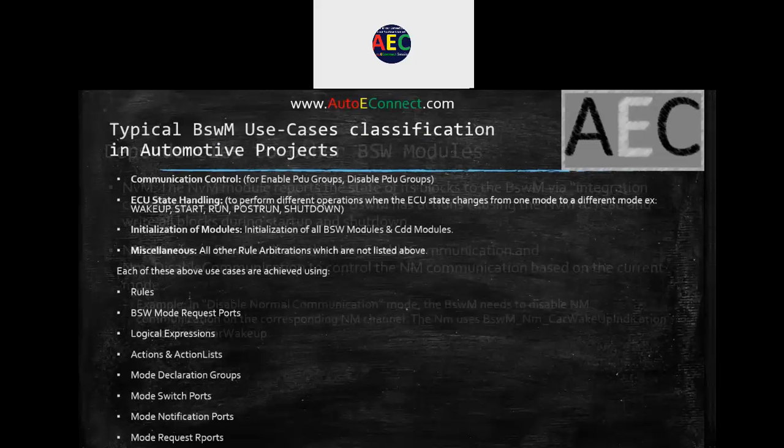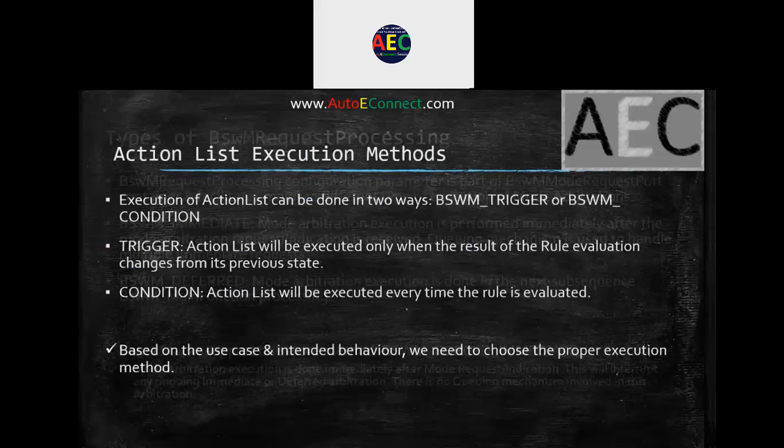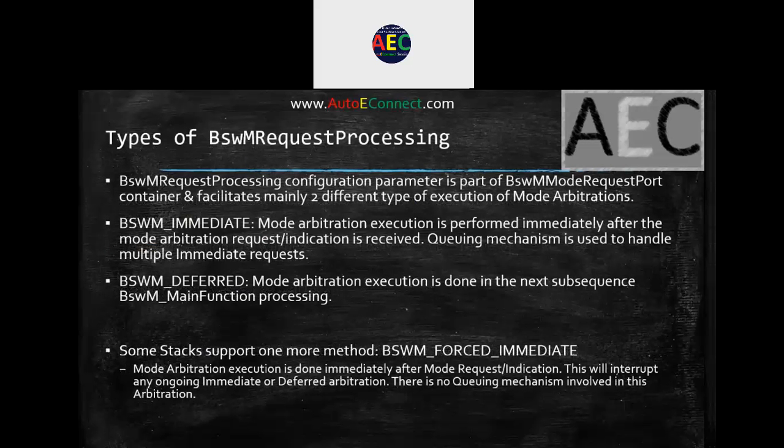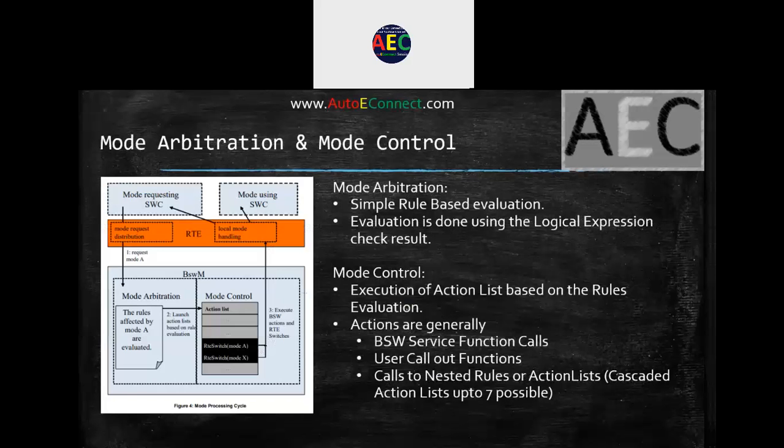So I think I have covered almost all of the things. I think this should give you a complete understanding. We have covered how it will generally be executing. Basically, in your project code, you will have the BSW main functions where it will be arbitrating all the rules. Whenever they are met, each action list will have a separate function, and that function will be called whenever the condition is met or the logical expression is true or false, accordingly for the respective action list.